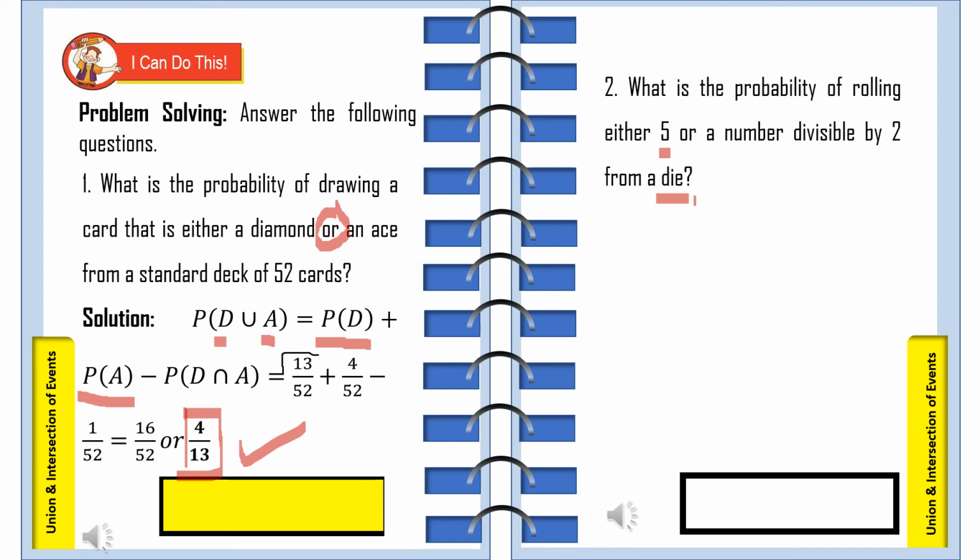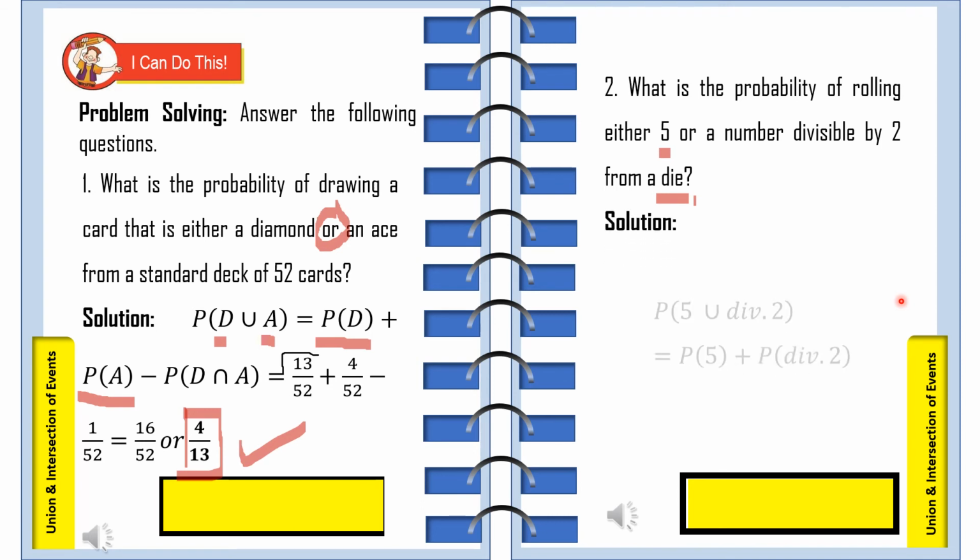Okay? Natatanong ngayon, ang probability kapag ni-roll natin yung die, ang lalabas ay 5 or a number divisible by 2. So, ano ba yung mga numbers divisible by 2? Okay, sa 1 to 6. Bilangin nyo lang, tapos isa pa. Okay? So, tingnan natin. Timer starts now. Okay, time's up. Tingnan natin kung ano ang sagot.